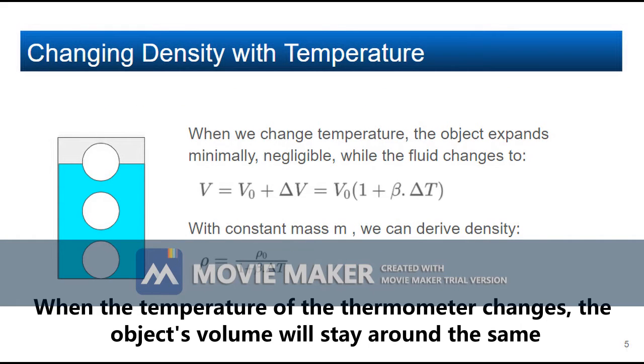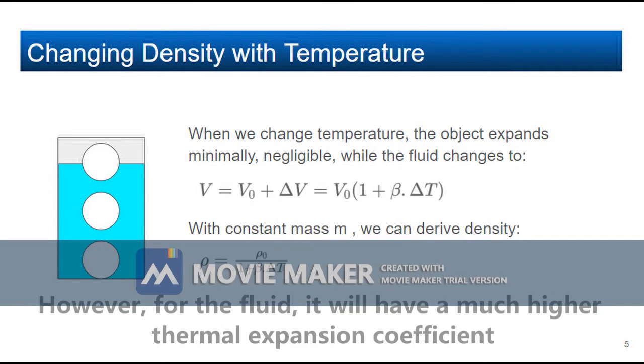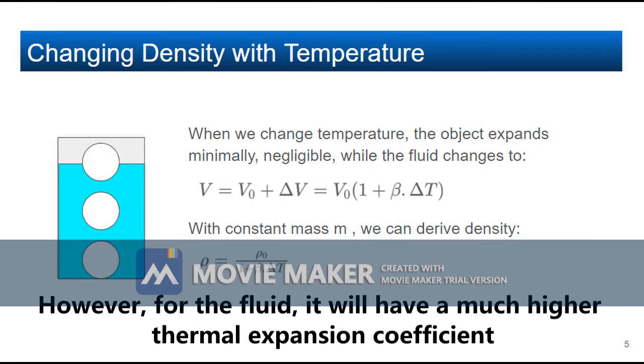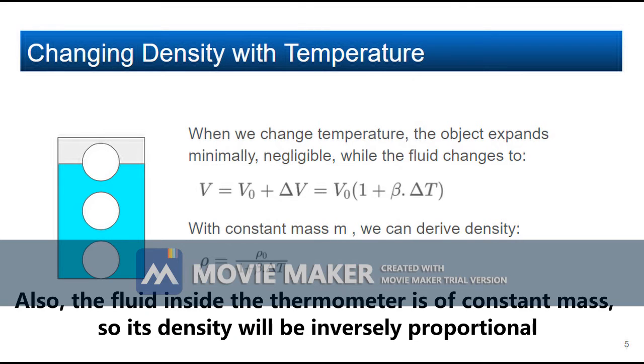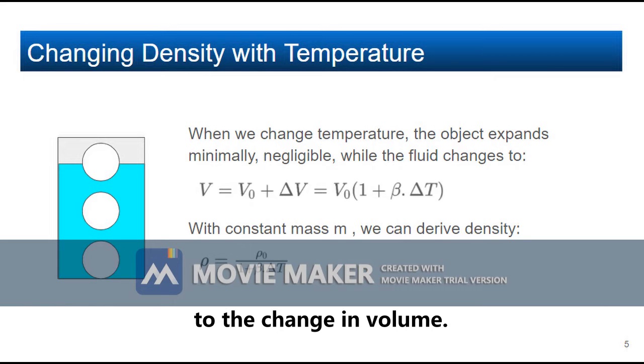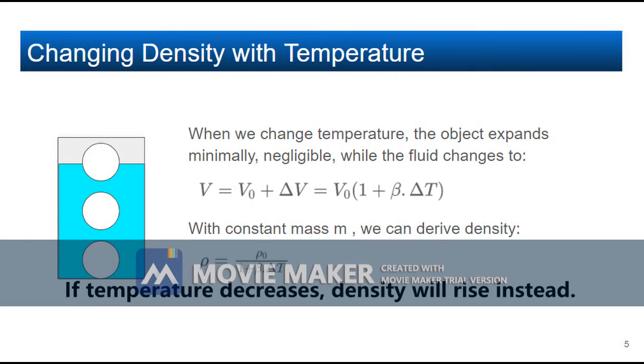When the temperature of the thermometer changes, the object's volume will stay around the same, and so does its density. However, the fluid will have a much higher thermal expansion coefficient, and thus a very high change in volume, as shown in the first equation. Also, the fluid inside the thermometer is of constant mass, so the density will be inversely proportional to the change in volume. If the temperature increases, the volume will increase and the density will get lower. If the temperature decreases, the density will rise instead.